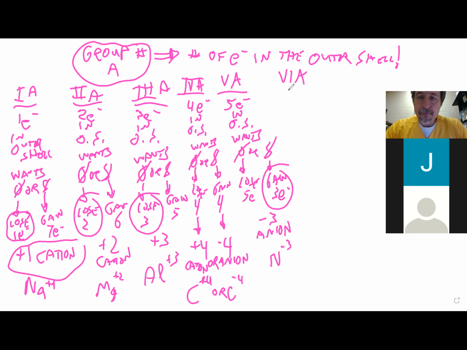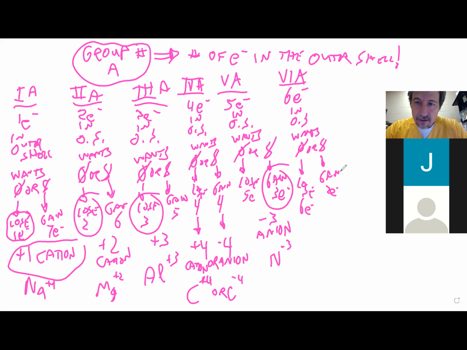6A. You can see the pattern here, right? Six electrons in the outer shell. Wants zero or eight. You'd have to lose six electrons, which is pretty dang hard, or just gain two to get from six to eight. Easier to gain two. A minus two anion likes to form, like sulfur minus two.